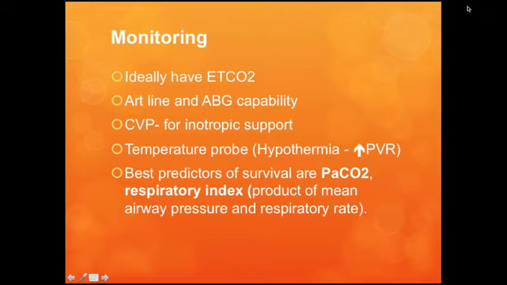So the best predictors of survival in these kids are the PaCO2 and the respiratory index. So the PaCO2 is obvious. If the PaCO2 is controlled, then it means that we can ventilate them, and that's a good sign. And the respiratory index is the product of the mean airway pressure and the respiratory rate. So if they have normal CO2s and are not too difficult to ventilate, they have a good prognosis. If the CO2 is very high, or they need a high rate and they have high pressures, then that's a very bad prognostic sign for these kids, which is a no-brainer.